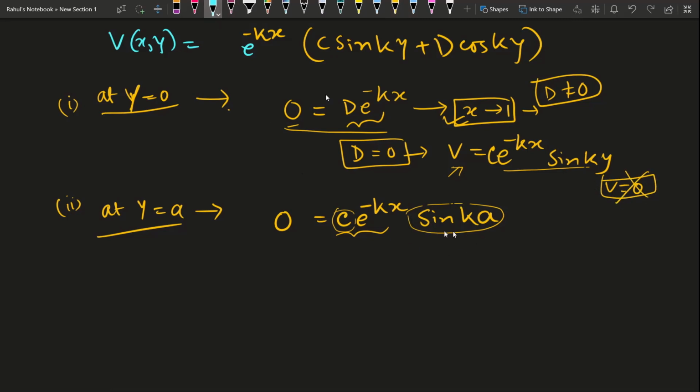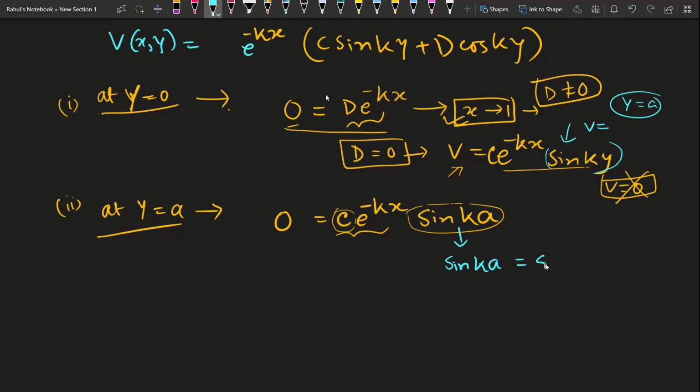But if we make this to be 0, then by this expression, this v can only be 0 at y equals to a. That means when this sine ky becomes sine ka, then only this becomes 0. So that can be, right? So the preferable choice will be to 0 this quantity.